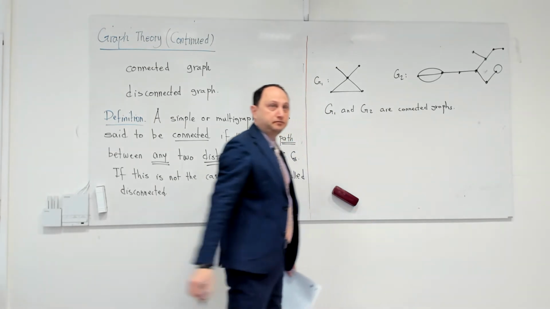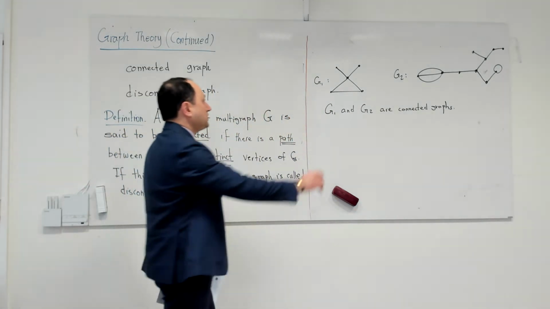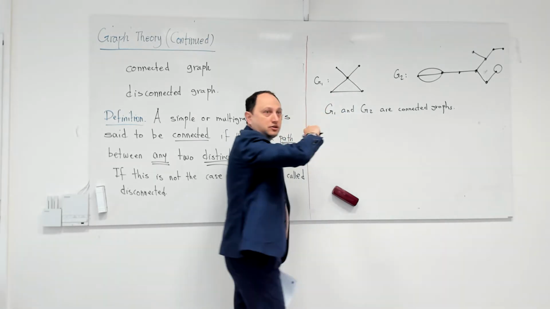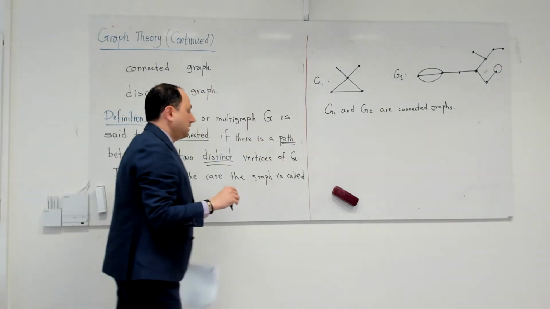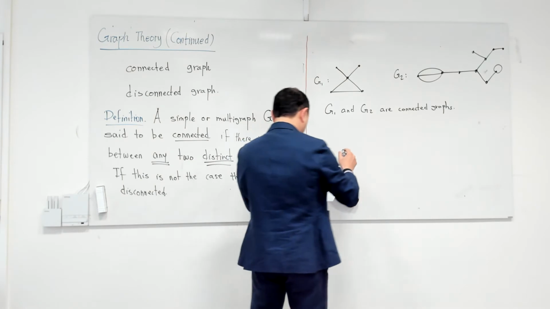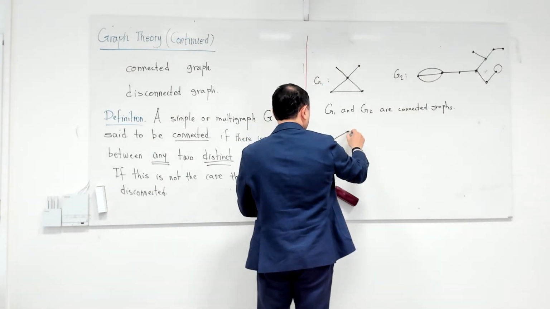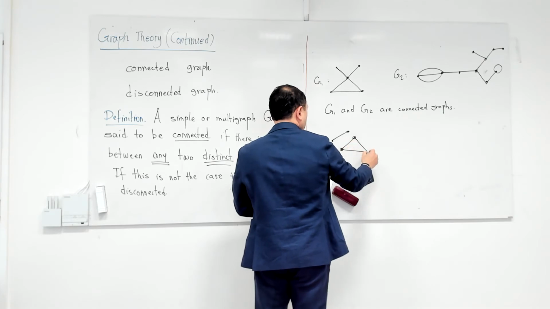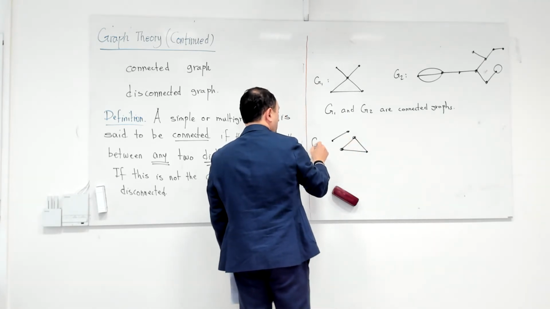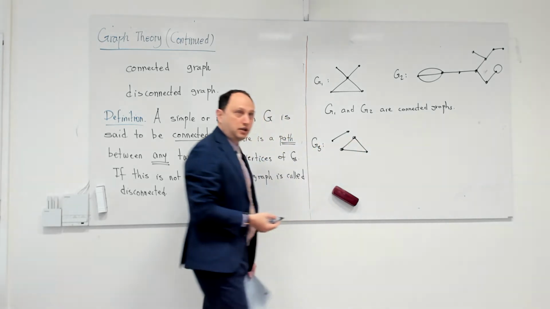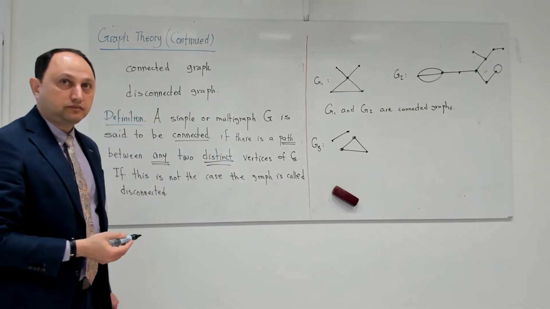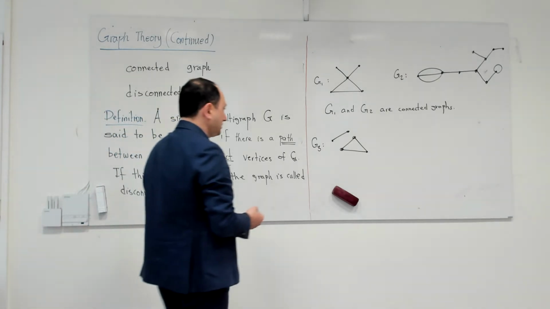Is that clear? It is clear that if I choose any two vertices, I can find a path connecting the two vertices. But what do you think about this one, for example? If I draw this one and that one, the whole is one graph. Let me call it G3. This is not connected. Yes, it's disconnected. G3 is disconnected.